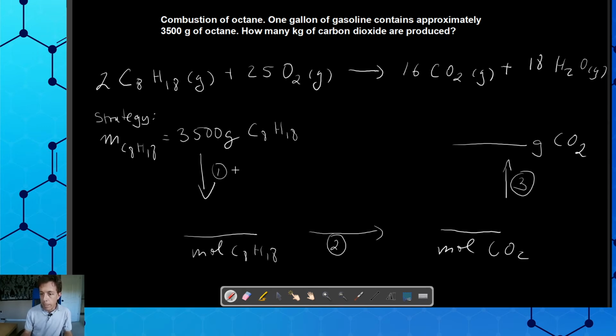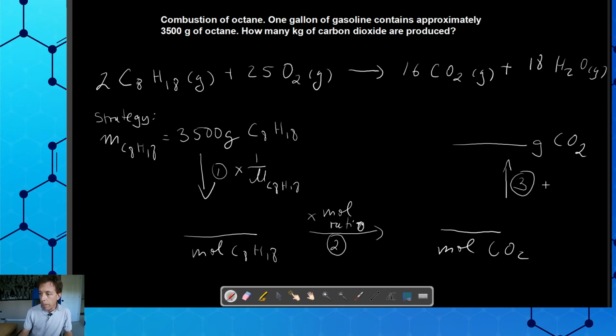In this case, we want to divide this by the molar mass of octane, so multiply by 1 over the molar mass of octane, C8H18. For the second step, we just use the mole ratio, which is 2 to 1. So let's just write this out as, multiplied by the mole ratio.